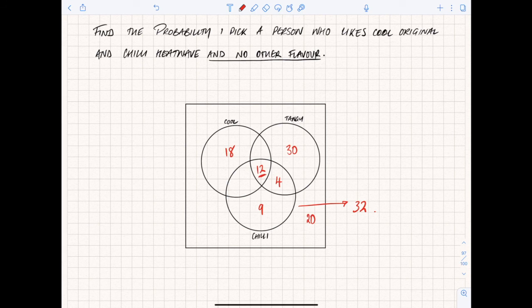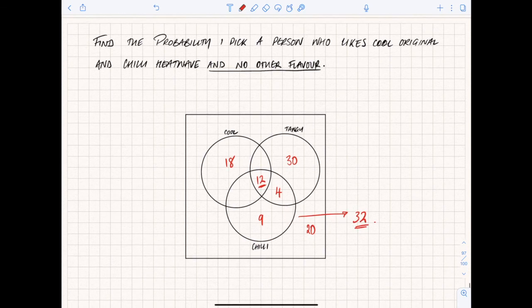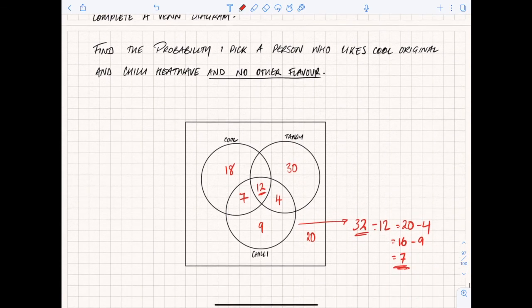Now, I know that this circle has to add up to 32 because it's telling me 32 pupils like chili heatwave. I've got 12 from the middle section, so that therefore makes it 20. I've then got 4 from this section here, so I take away 4, which gives me 16. And then I've also got this 9 that I've dealt with here, so take away 9 means there's 7 pupils left. So 7 pupils have to fit in this circle, and because I've filled in all the parts already, 7 must fit in there.